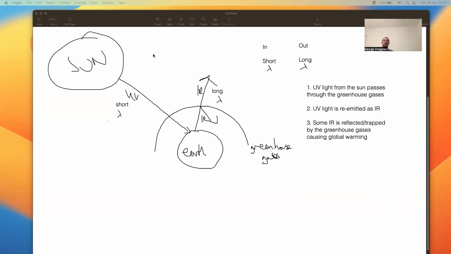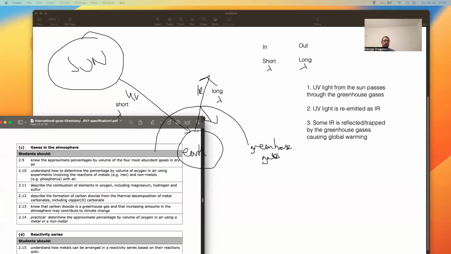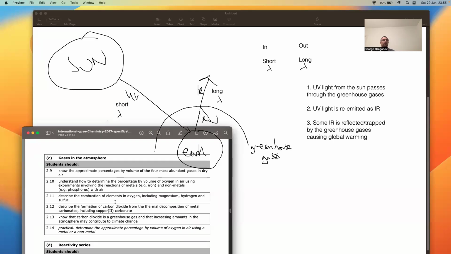I've probably gone into a bit more depth than an Edexcel student would need for the greenhouse effect. But if you do AQA, you definitely need to know these 3 points. Edexcel students, it won't hurt you. If you look at your syllabus extract here, you should know that carbon dioxide is a greenhouse gas and it can cause climate change. Okay, that covers the spec points that we had to cover.